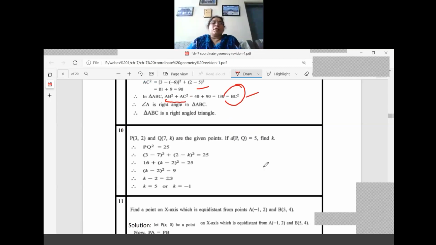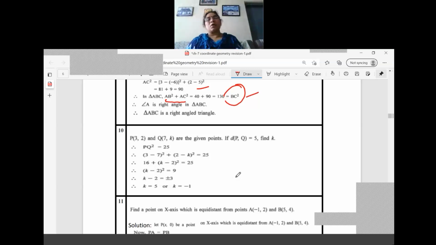Okay. Next, P(3, 2), Q(7, k) are the given points. If the distance PQ equals 5, find k. Means PQ square is given, that is 25. Apply the formula and solve for k. I think you got the idea. We can apply the distance formula, and since it is coming in a root, squaring on both sides is done. That is why PQ square equals 25. Now (3 minus 7) whole square plus (2 minus k) whole square equals 25, and solve for k. Here also it is a quadratic equation, so you get two values: k equals minus 5 and k equals minus 1.